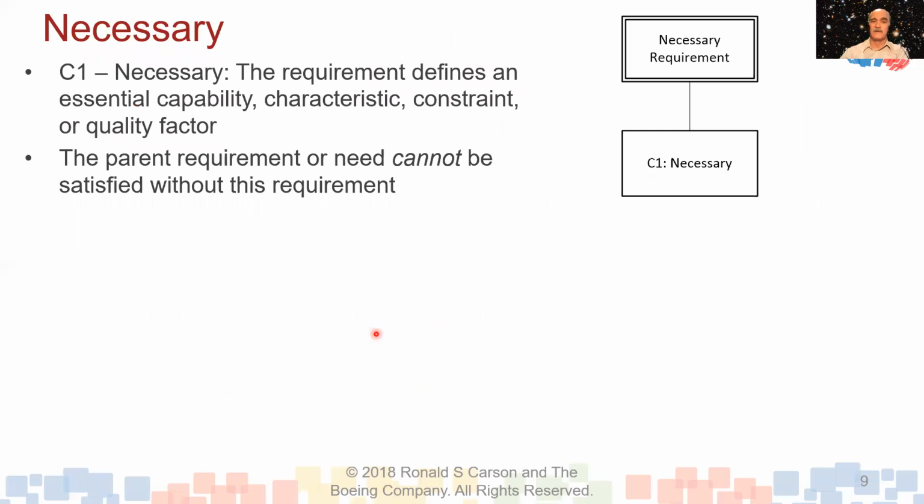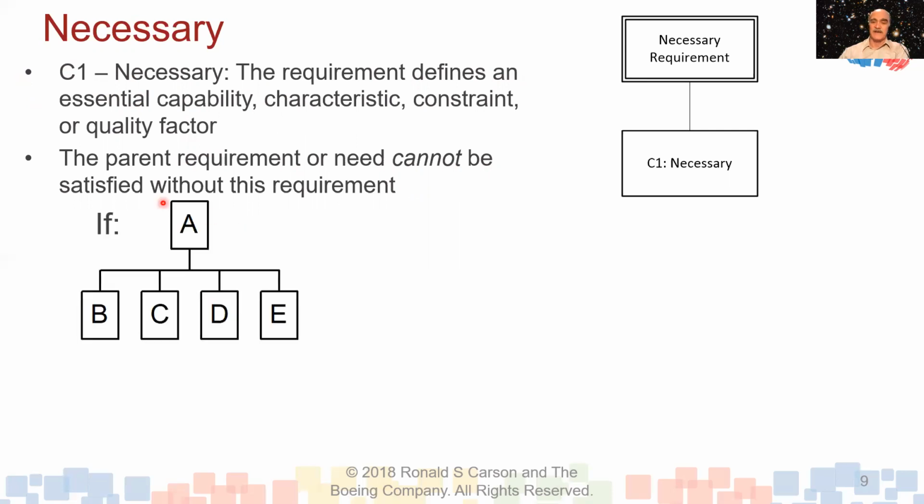The necessity criterion flows directly from the INCOSE guide, C1. The requirement defines an essential capability. So there's that mandatory description, characteristic, constraint, or quality factor, meaning the parent requirement or need cannot be satisfied without this requirement. This is really the easiest one to test for.